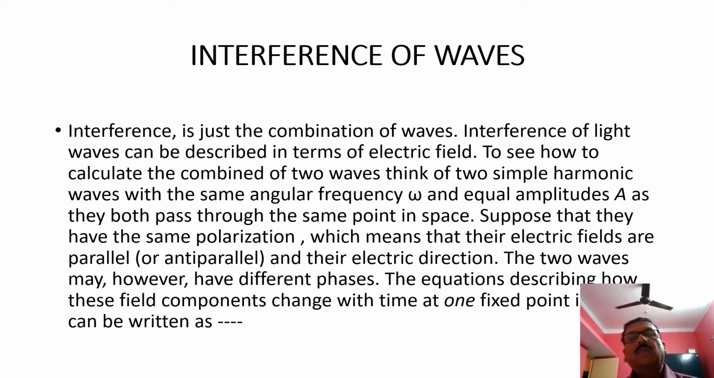What do you mean by interference of waves? As we know from the previous classes, in the phenomenon of interference, two waves of similar nature superimpose on each other and redistribute energy. Interference is just the combination of waves. Interference of light waves can be described in terms of the electric field.